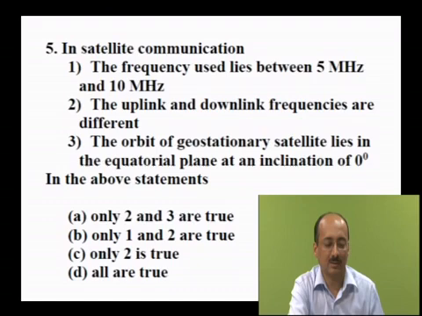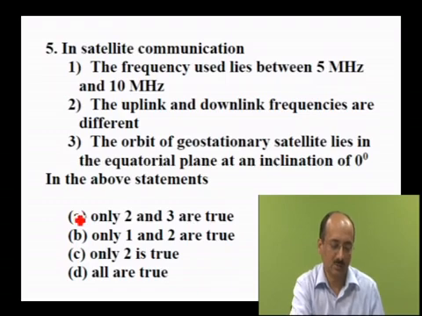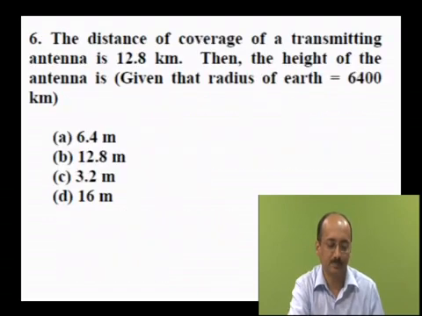Then the second one, the uplink and downlink frequencies are different. Usually that is the norm. There will be different frequency ranges for uplink and downlink. So the second one is true. And the orbit of a geostationary satellite lies in the equatorial plane with 0 degree inclination. That is also correct. So the right option will be 2 and 3 are correct. So A is the answer.